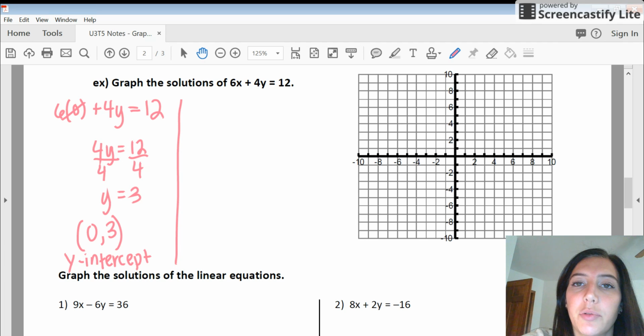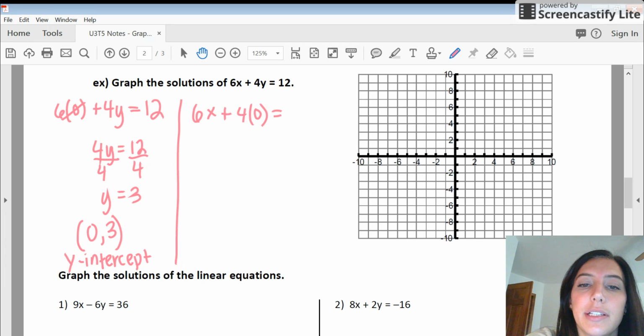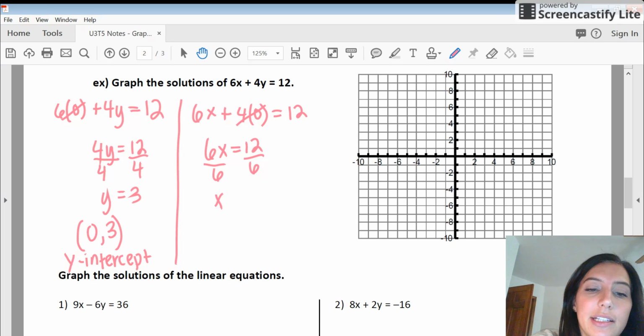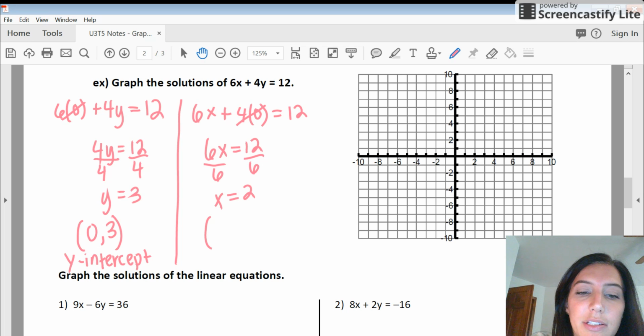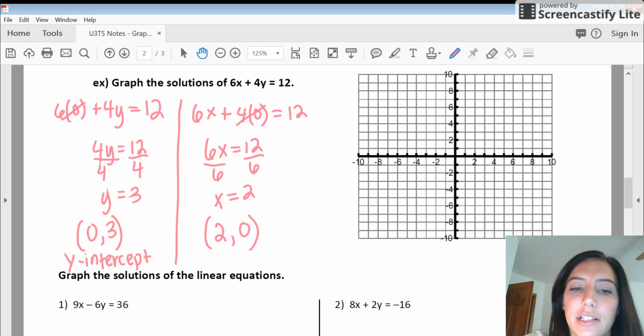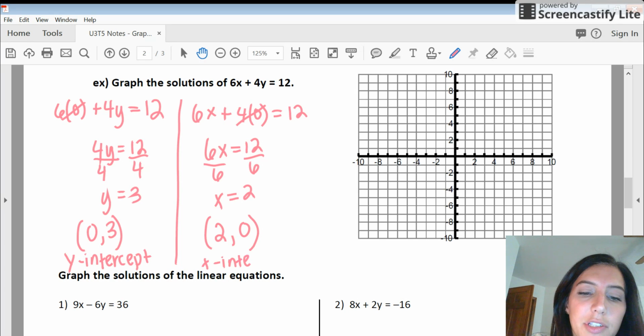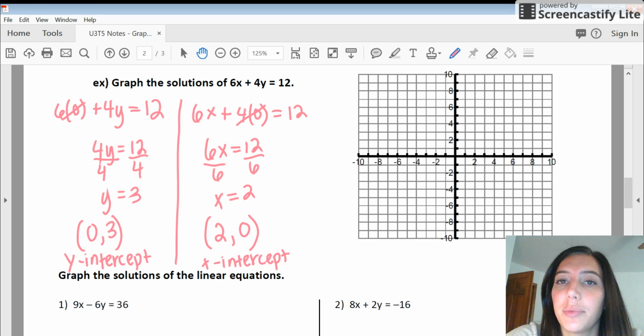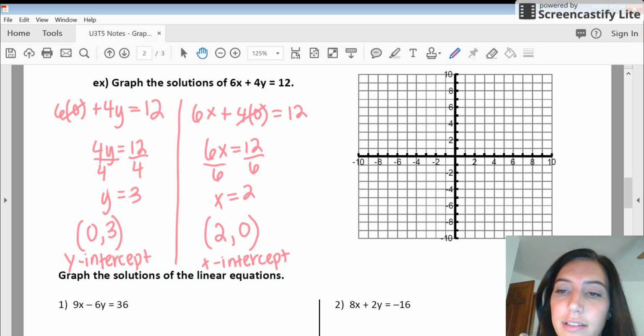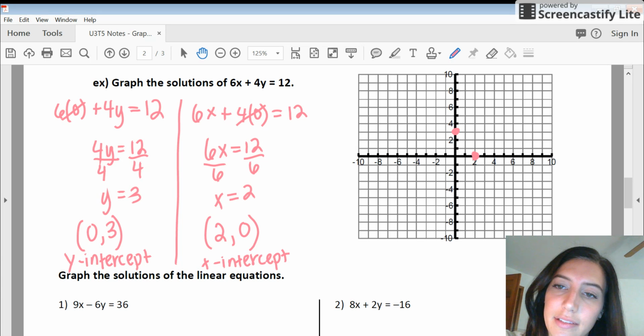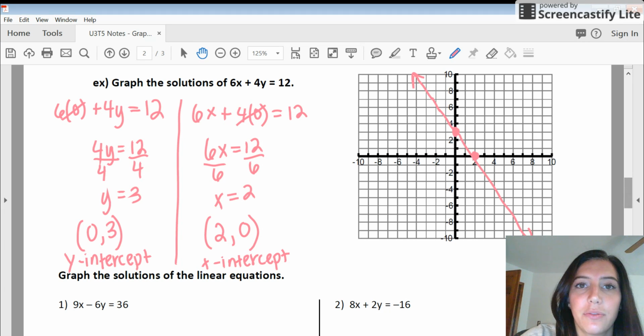Now we'll do the same, except we will substitute 0 in for y this time. So 6x plus 4 times 0 is equal to 12. 4 times 0 is 0, so we have 6x is equal to 12. Divide both sides by 6, and x is equal to 2. So what does that mean? It means our x-coordinate is 2 and our y-coordinate is 0 because that's what we substituted in. That's going to be our x-intercept. So now we graph both of those intercepts: 0, 3, and 2, 0. And we have 2 points, so we can connect them to form a line. And there we go. Okay, so that's how we graph from standard form.